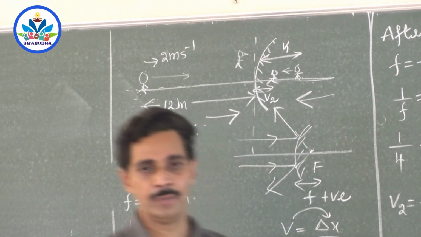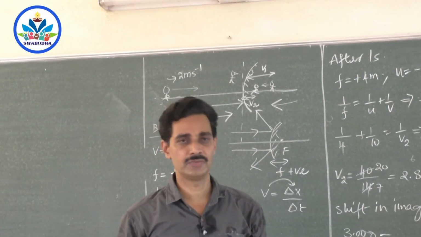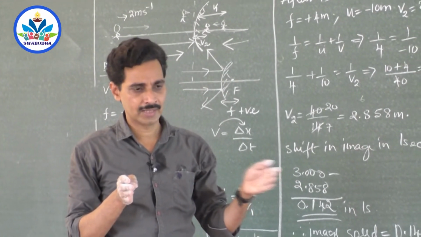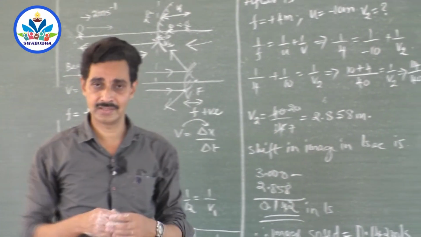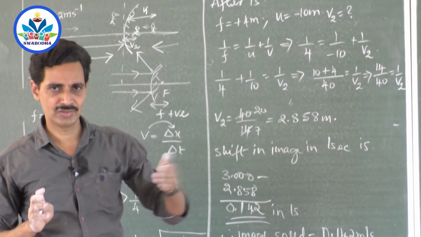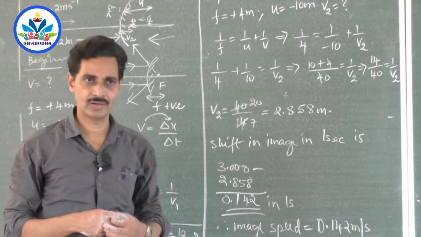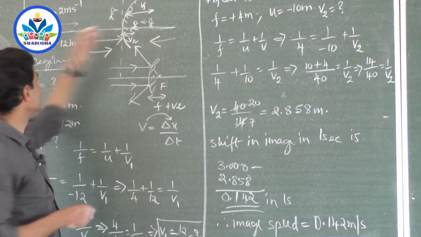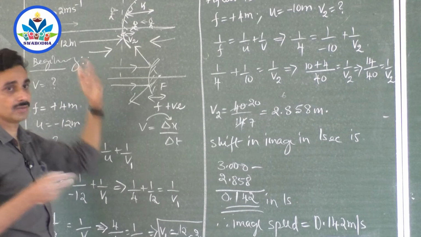No. Because when the object is at infinity, the image is formed at the focus. When the object comes nearer and nearer, the image gets shifted, and that shift is not the same for all the object distances. When you come closer and closer, the changes in image distance are not the same. In other words, the change in image distance when you are at 12 meters and when you are at 8 meters are not the same.